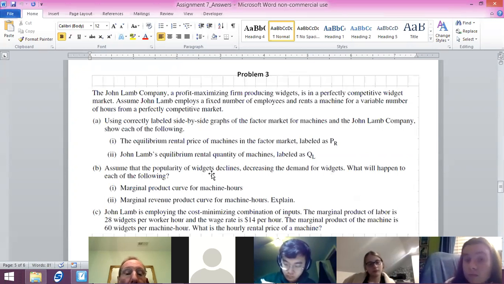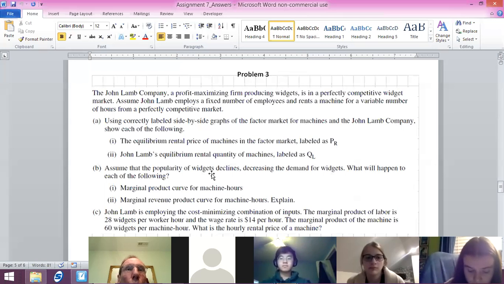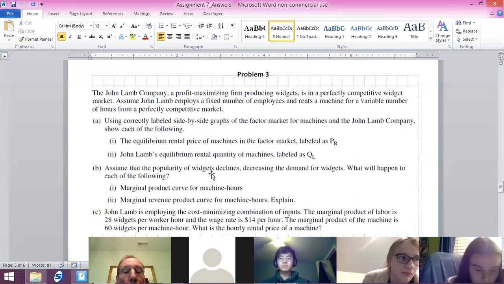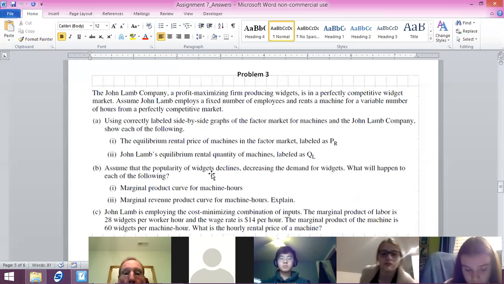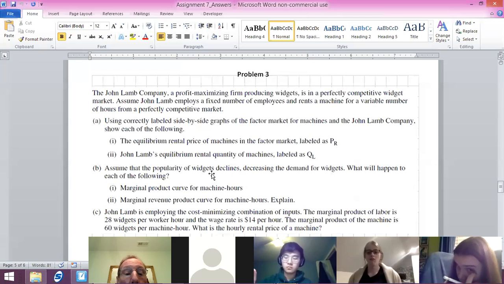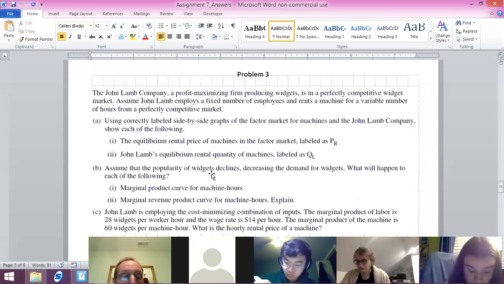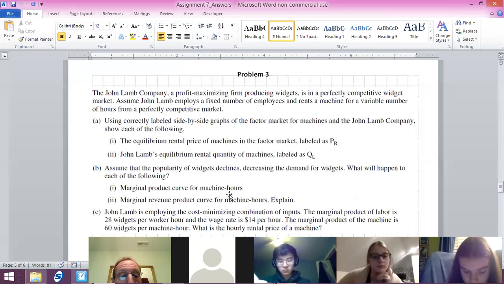Now, this is tricky. Think about this. The marginal product is just what product a machine can produce, and that doesn't have anything to do with demand or price at all. So the marginal product, the physical product that a machine can produce in terms of widgets, does not change at all. However, the marginal revenue product, which is marginal product times price, does.